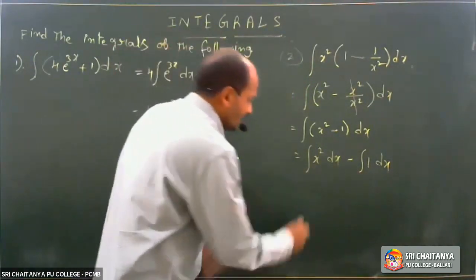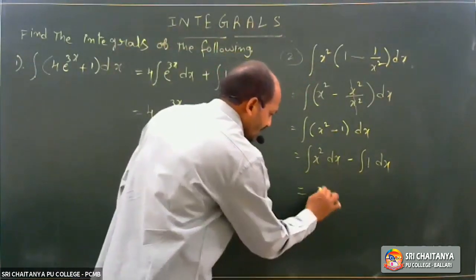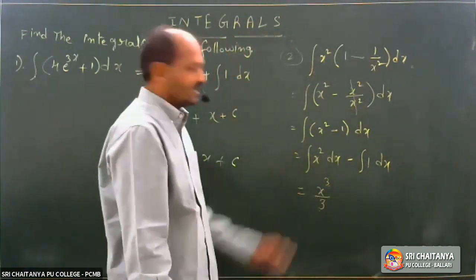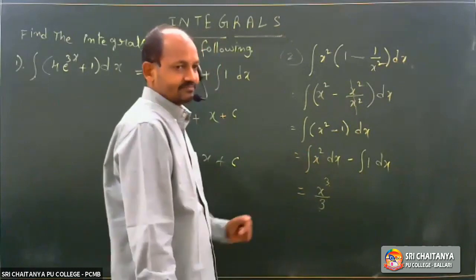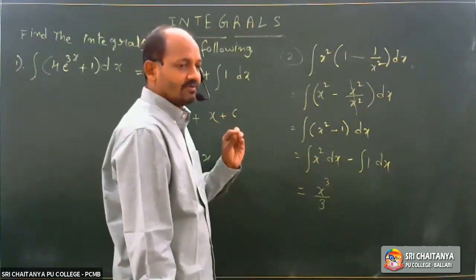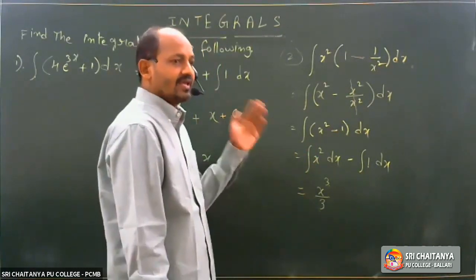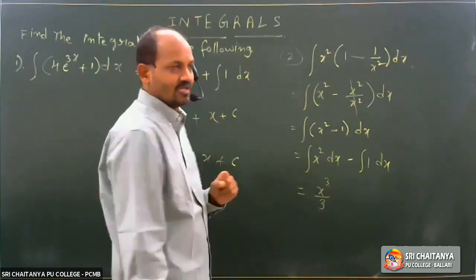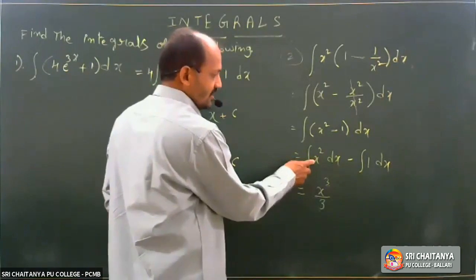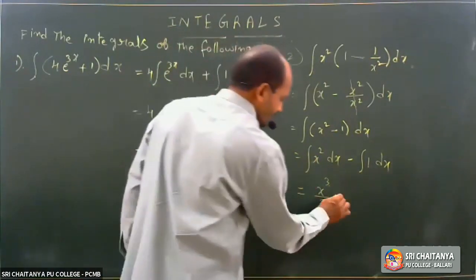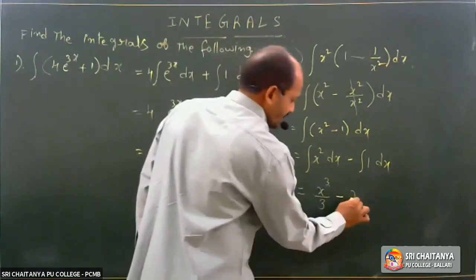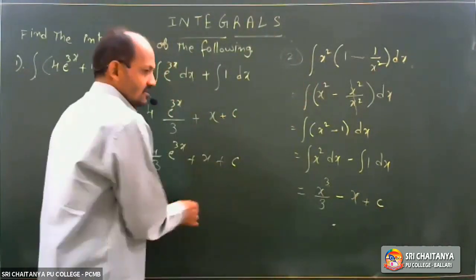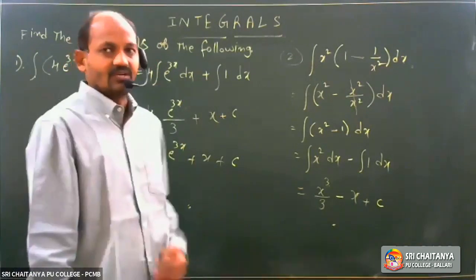What about integral of x square? It is x cube by 3. Integral of x power n formula: integral of x power n is x power n plus 1 divided by n plus 1. Second formula. So integral of x square is x cube by 3, minus integral of 1 is x, plus c. Okay? First we have to learn each and every formula.